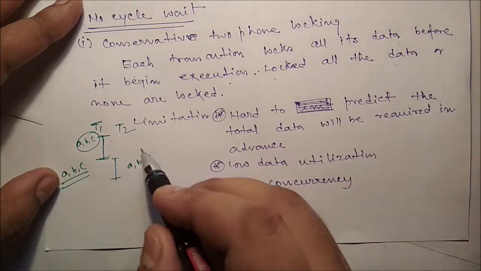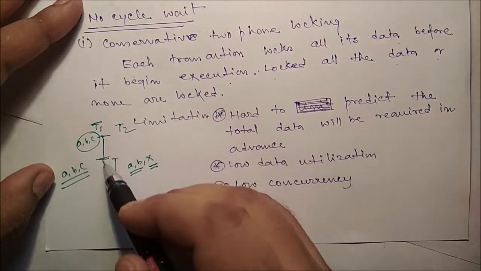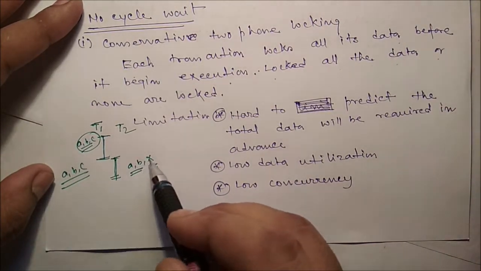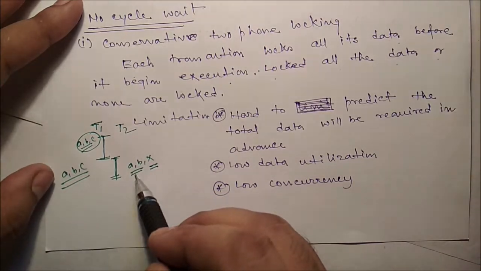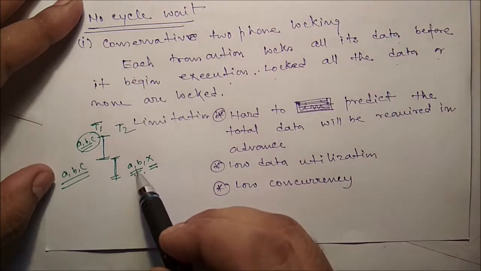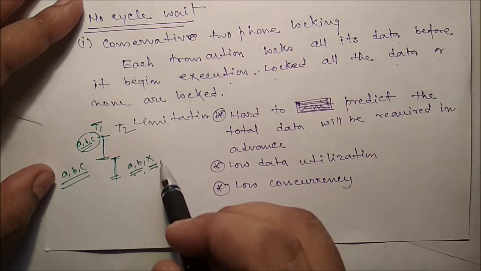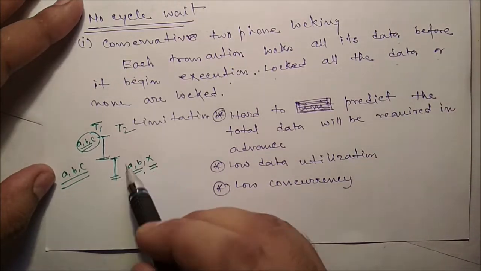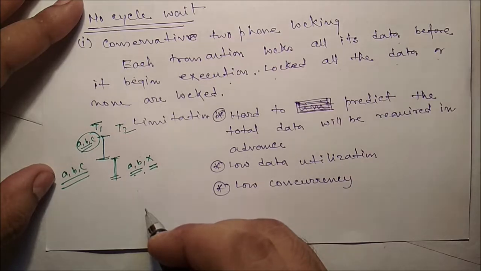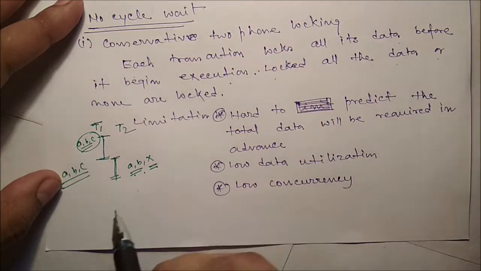Now T2 needs the variables A, B, and X. X is free to use, so T2 can get X immediately, but right now T1 is using the variables A and B. So T2 will not start its execution because A and B are not free. T2 will wait to begin its transaction, and when it acquires all the variables, then it will start its execution. So that means transaction T2 locks all its data items before it begins its execution.